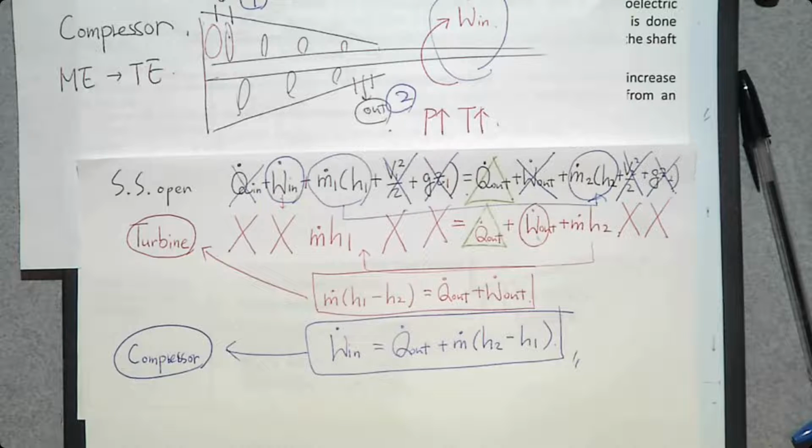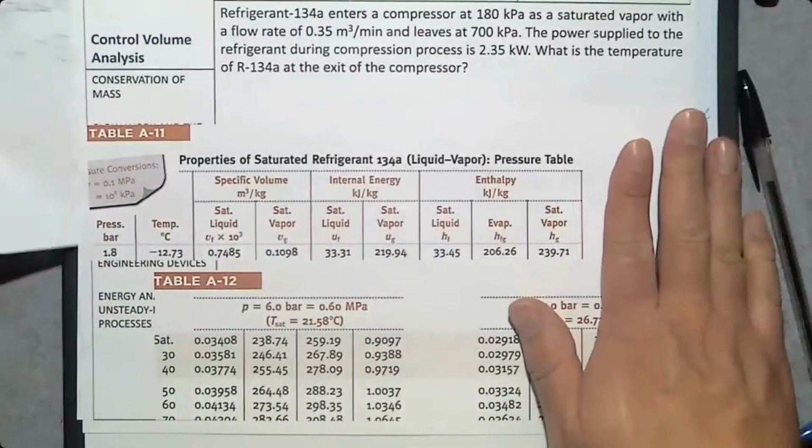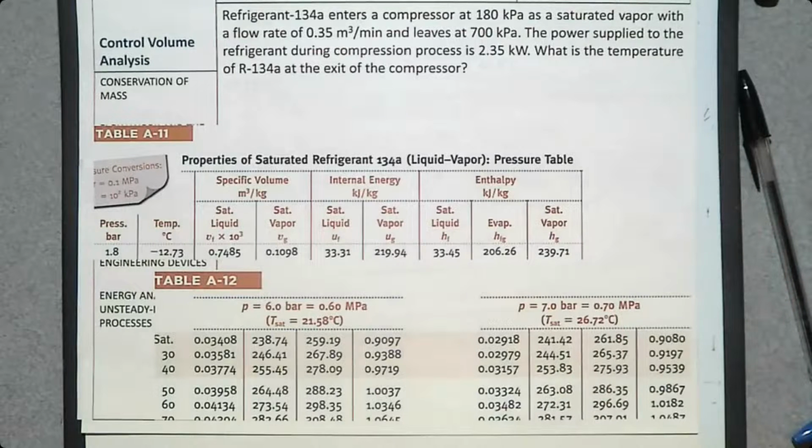Then what do we do now? There are always three stages for each device. First, we talk about the physics of these systems, and then we talk about the mathematics of these systems. What is the third? We solve problems. So there is a problem here. Refrigerant R134 enters. By the way, just let me know if I'm going too fast or too slow.